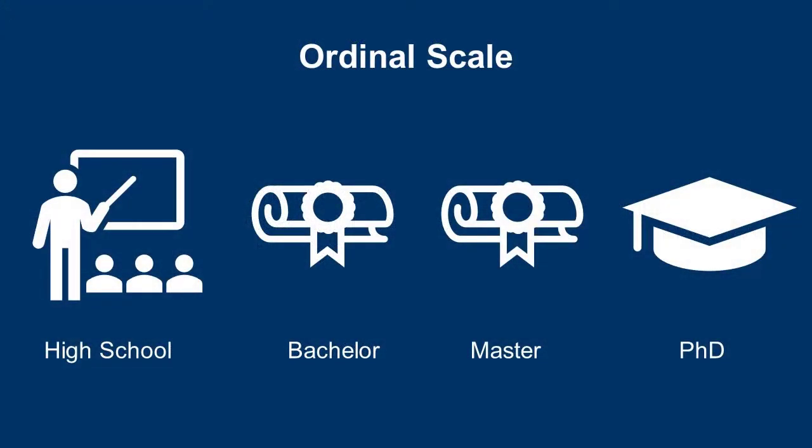One example of an ordinal scale, a very typical one, is: what is your highest level of education? High school would be 1, bachelor's degree 2, master's degree 3, and PhD 4. The distance between each of these education levels is difficult to quantify. It's a higher level of education, but the difference between high school and bachelor's degree, and between bachelor's and master's degree, is not really easily quantifiable.